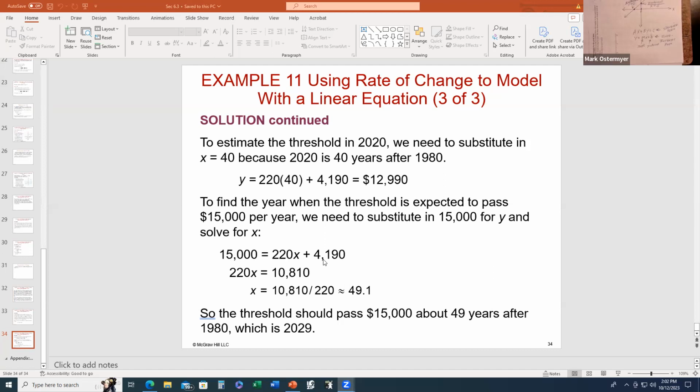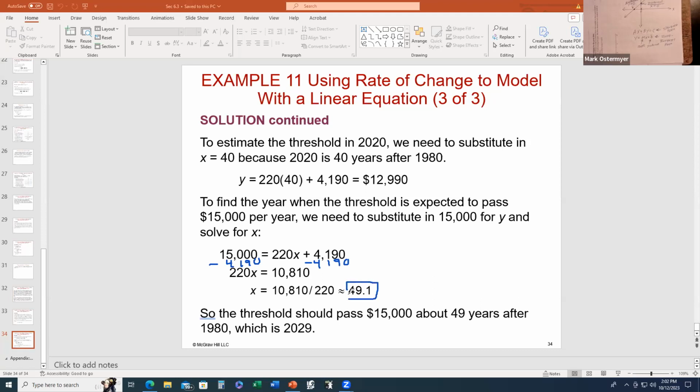To solve for x, they subtract 4,190 from both sides. They're leaving some steps out again. So they subtracted 4,190 from both sides, and when you do that, you get 10,810 equals 220x. Divide both sides by 220. And ladies and gentlemen, we would expect the poverty threshold value to be $15,000 about 49 years after the year 1980.